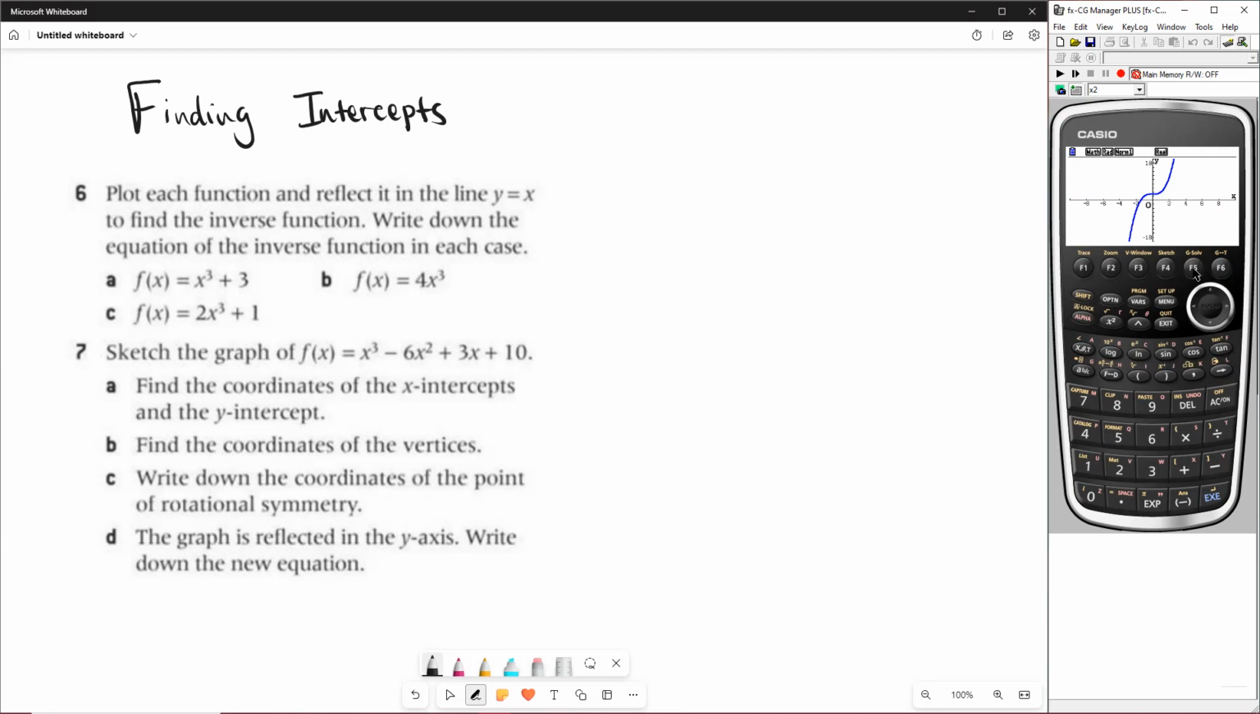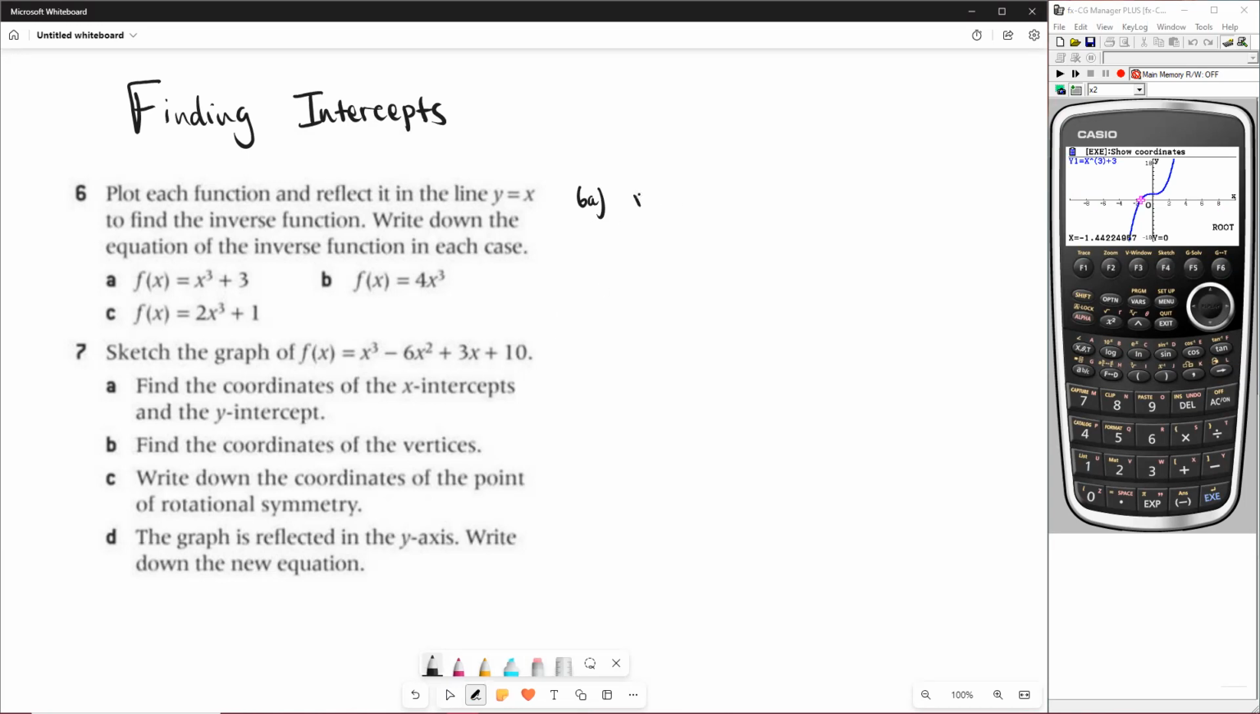But you can also go to GSolve and go to y-intercept, and it'll show you your y-intercept is at (0, 3). And for your x-intercepts, you can go to root, and it can show you your x-intercept is at (-1, 0). So that's the graph. And then to find the inverse, we're going to do this.